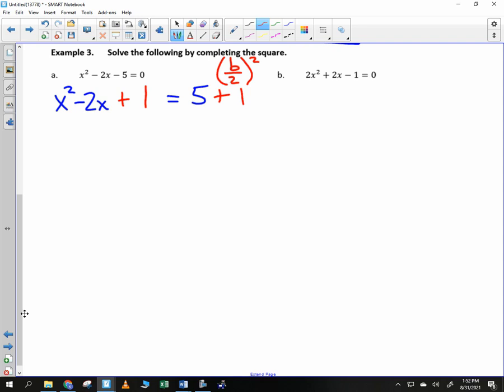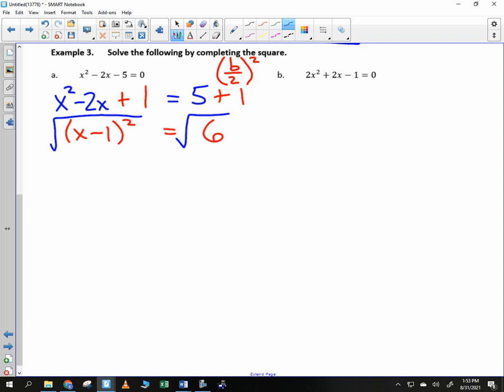Excellent. So now this factors, doesn't it? What does it factor to? I now have a perfect square equal to 6. How many solutions should I have? 2, because it's x squared. How do I get rid of squaring something? Take the square root of both sides.